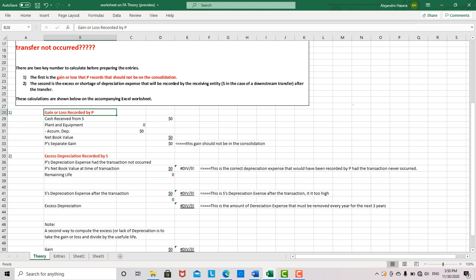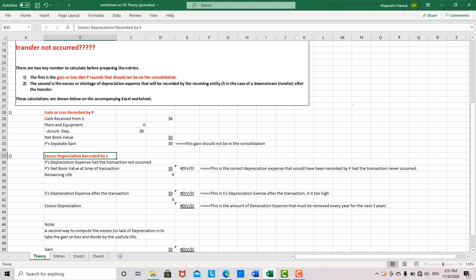So before we get into the journal entries, there are two numbers you need to calculate. The first is the gain or loss recorded by P, because that gain or loss will not be correct from a consolidated perspective. You can't record gains, losses, and revenue on sales to yourself. The next is excess depreciation or lack of depreciation. S is going to be recording the equipment on its books at a new cost here.